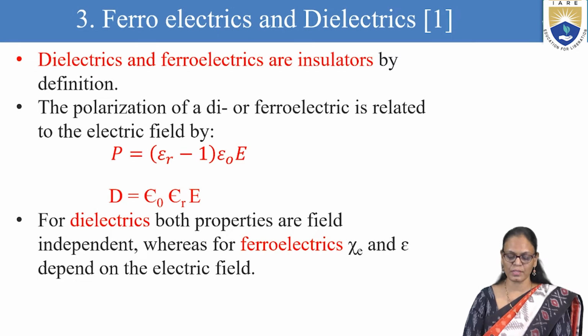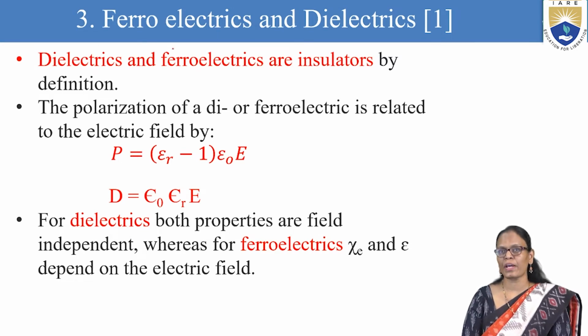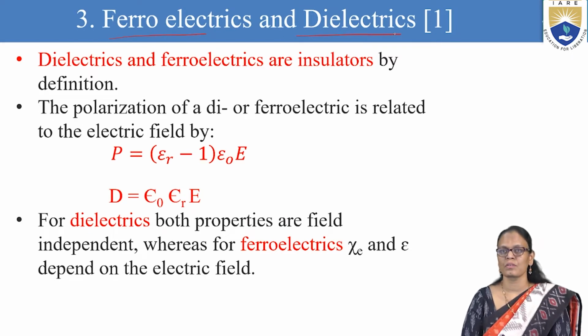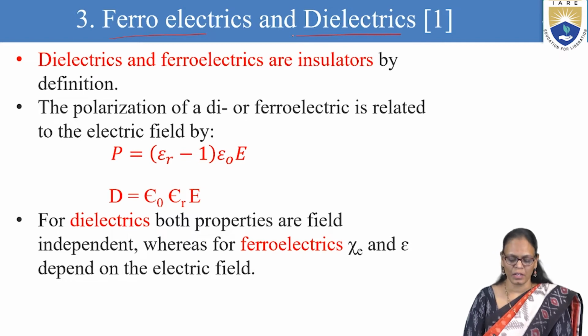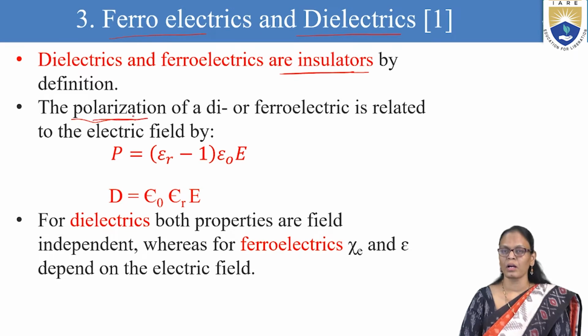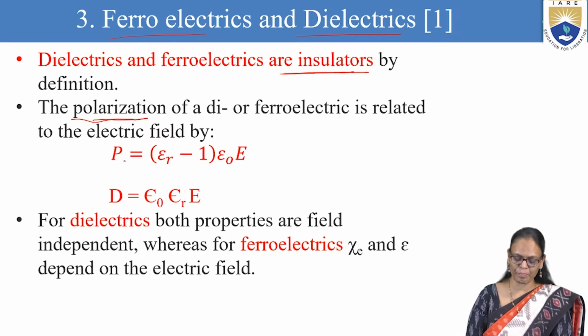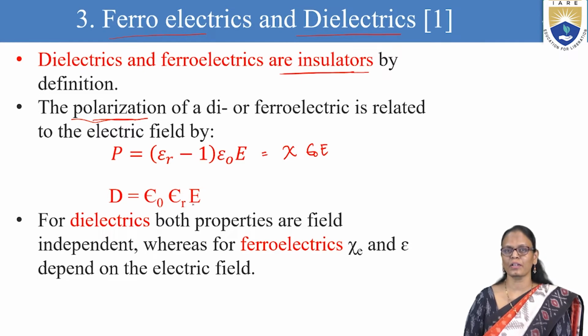Now the third question is, ferroelectrics and dielectrics, how are they different from each other? By nature, dielectrics and ferroelectrics are insulators. They are insulating materials. But the polarization and the displacement vectors are given by P is equal to (epsilon R minus 1) into epsilon naught E, that is chi epsilon naught E, and D equals epsilon naught epsilon R E.